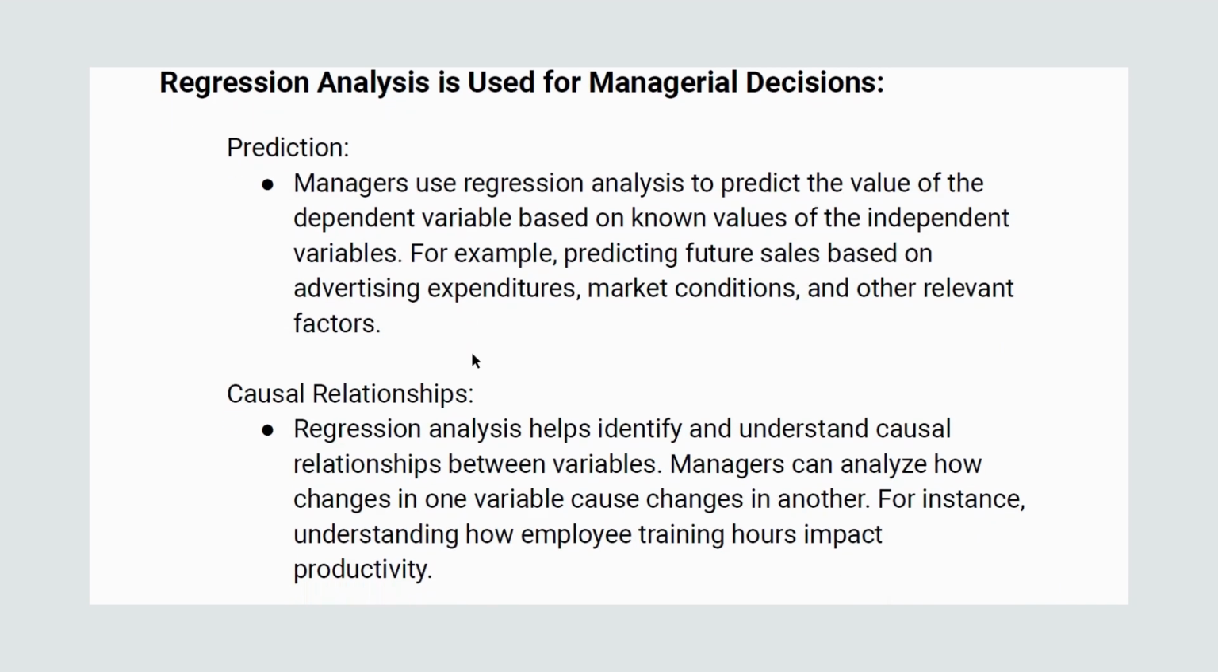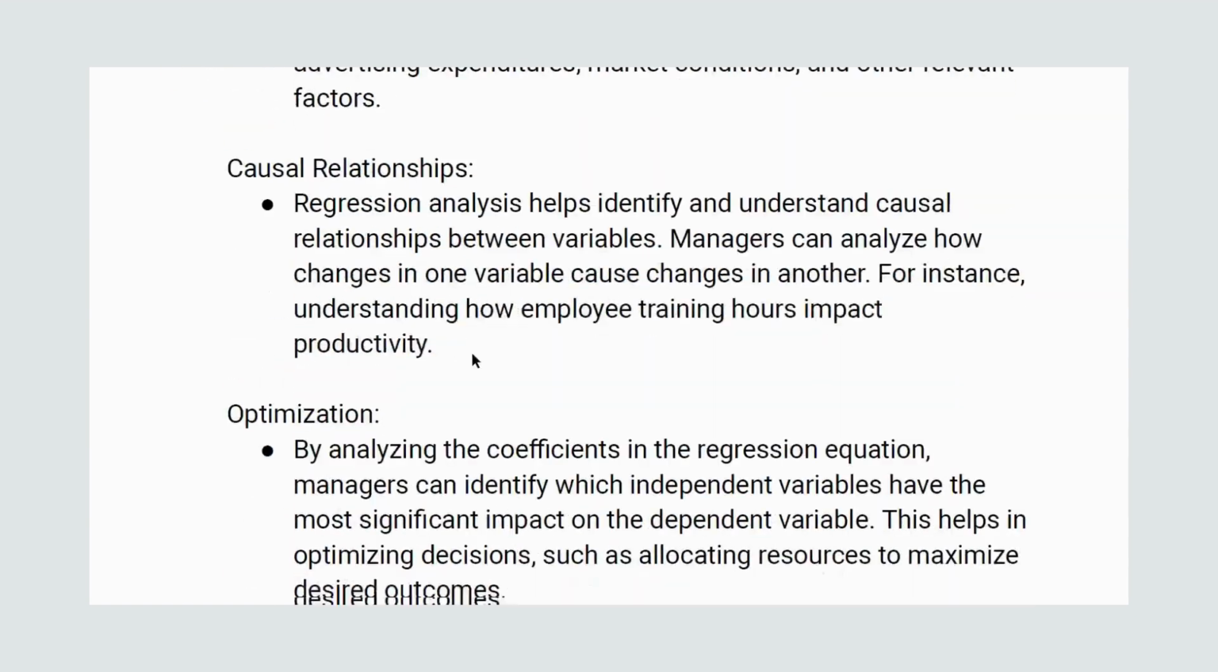Regression analysis also has a causal relationship. It helps in identifying and understanding causal relationships between different variables. Managers can analyze how a change in one variable can bring about a change in another variable. For example, understanding how employee training hours can impact the productivity of the employees. These kinds of causal relationships can be understood by doing regression analysis.